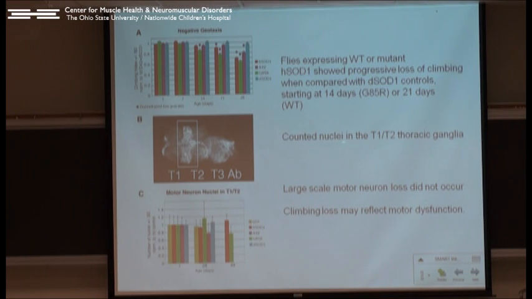They counted the nuclei in the T1, T2 thoracic ganglia, and they did not see a difference in the number of motor nuclei. So again, you're not seeing large-scale motor neuron loss in these animals, similar to the worm model. And again, perhaps that's a lifespan issue, that these neurons aren't around long enough, right? So the climbing loss, if they're seeing this change in the behavior, may be due not to motor neuron loss, but to motor neuron dysfunction.